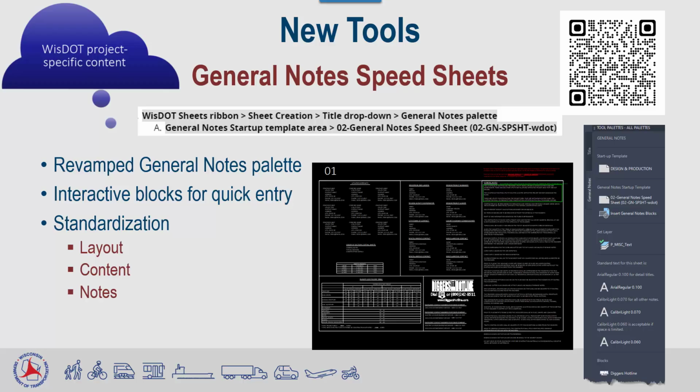Next, we have our general notes speed sheets. Now, this is really a series of tools found on our general notes palette. While the general notes palette itself isn't a new tool, some of the tools on here are new or greatly improved. So what this does for us is it gives us a lot of interactive blocks for quick entry, and it provides us a set of standardizations for layout, for the content, and for the general notes themselves. Let's take a look at how this works.